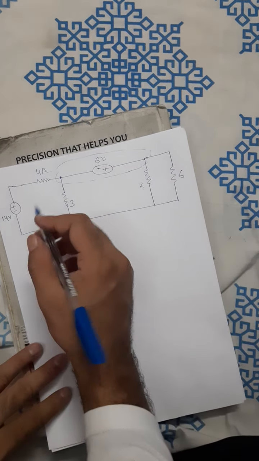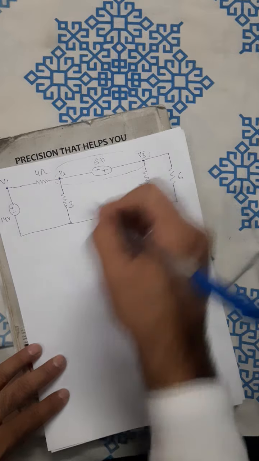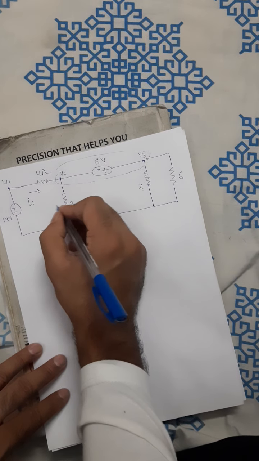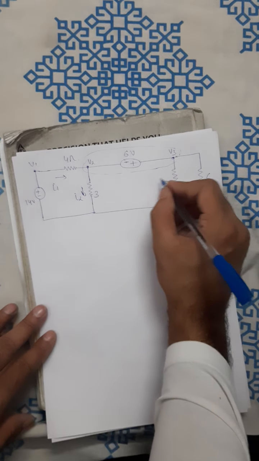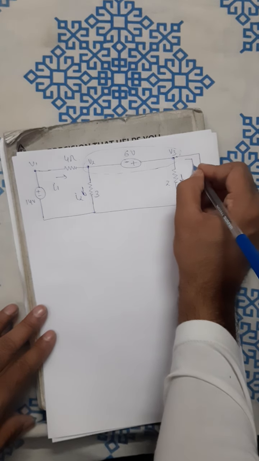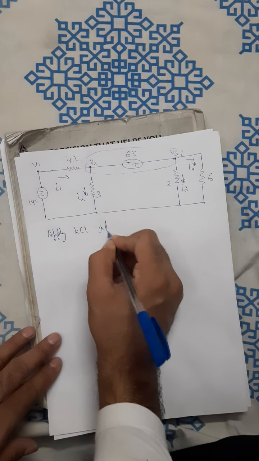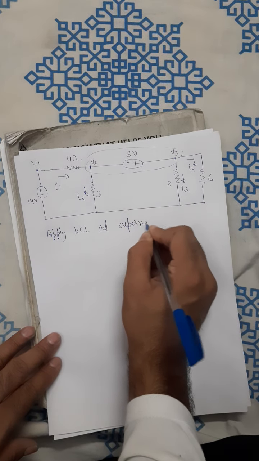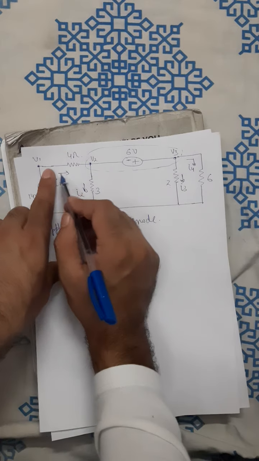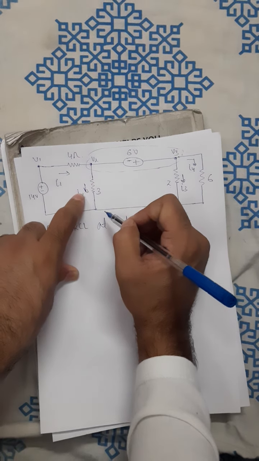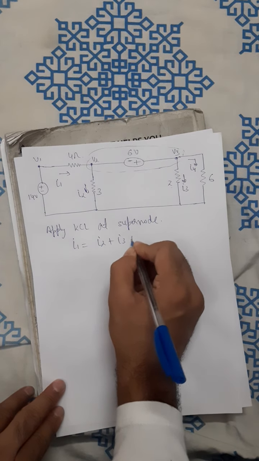So simply I will label this as my voltage V1, this is my voltage V2, this is my voltage V3. Here the current that is flowing is I1, here the current flowing is I2, here the current flowing is I3, and here the current flowing is I4. So I will apply KCL at the super node. What are the currents that are approaching this node? This is a complete node. I1 is the current that is approaching the super node, and what are the currents that are leaving the node? I2, I3 and I4. So I1 will be equal to I2 plus I3 plus I4.